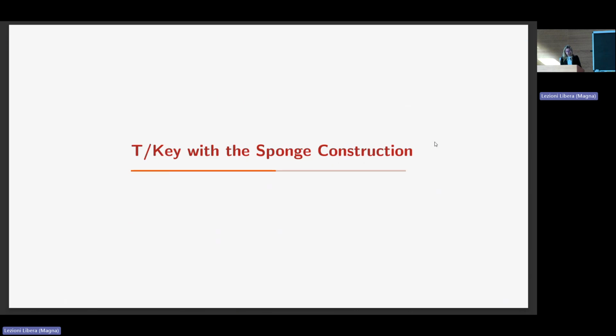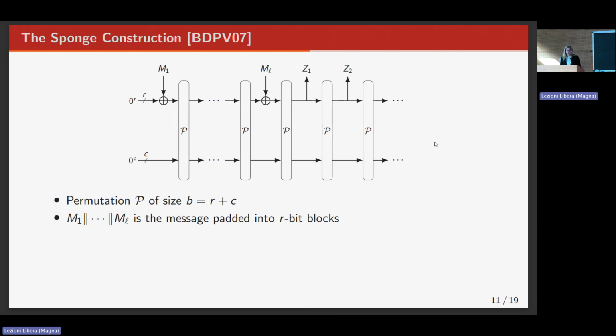So we first started to have a look at Tiki with the sponge construction. You're probably already familiar with the sponge construction, but to give some notation, let me redescribe it. The sponge construction is a permutation-based construction in order to provide an extendable output function. It operates on a state of the same size as the permutation, so b bits. And this state is split in two parts. We have the outer part at the top of size r bits. r is also called the rate. And at the bottom, we have the inner part of c bits, and c is called the capacity.